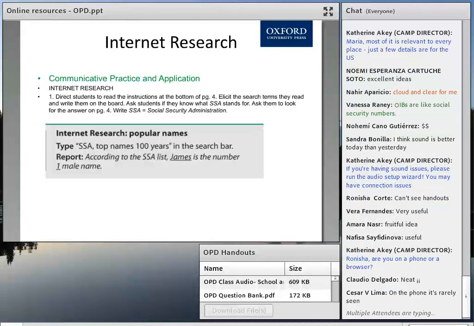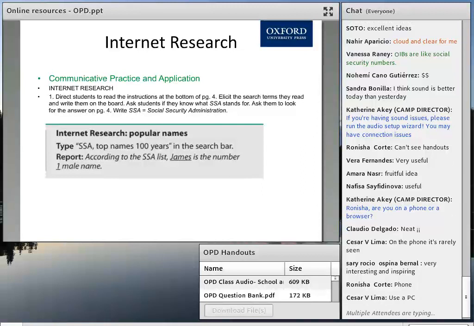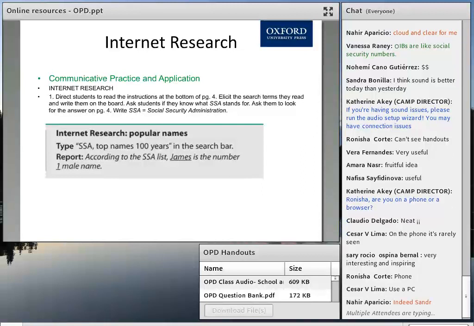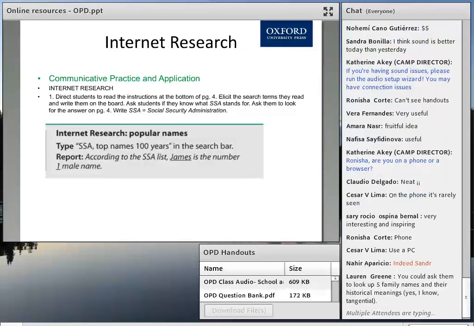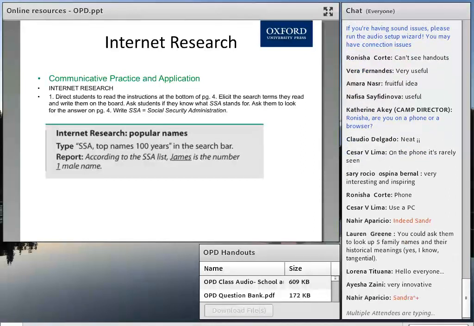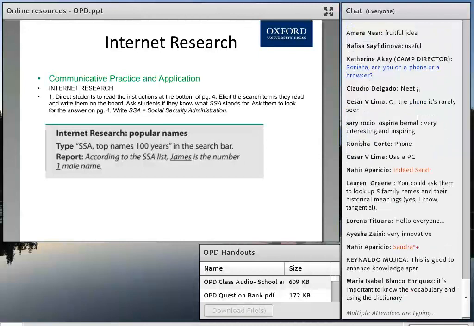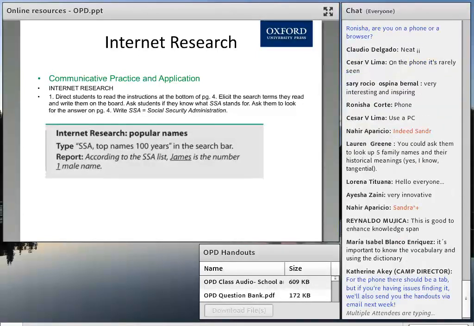But basically, what we want to do here is make the most of teaching online and have students actually, either for homework or during class, go type in the search bar SSA top names 100 years. And so that's going to come up with some information. As a teacher, you can figure out what questions you want them to go answer by looking up that information.